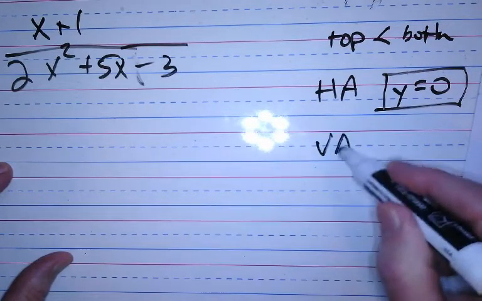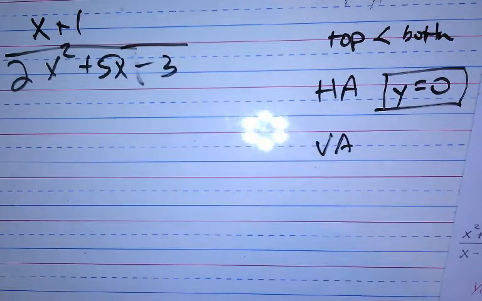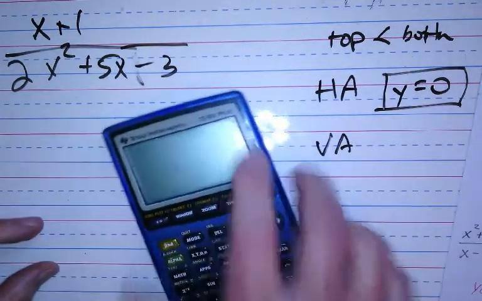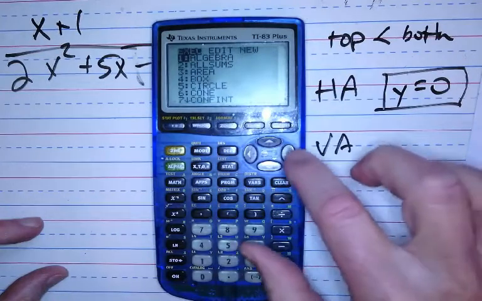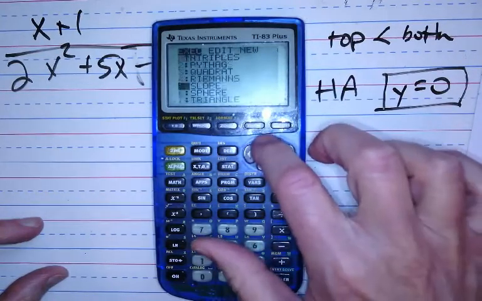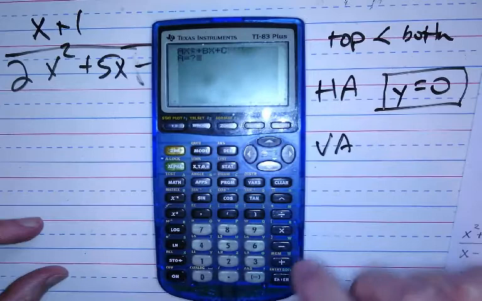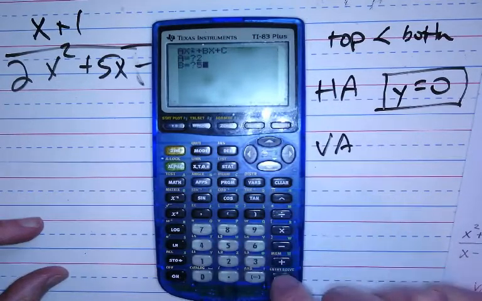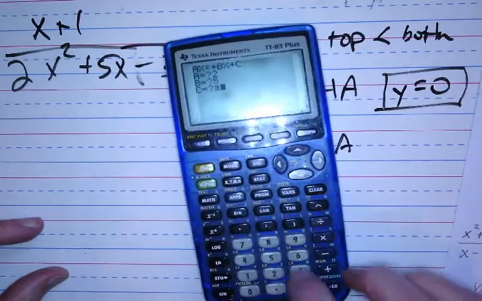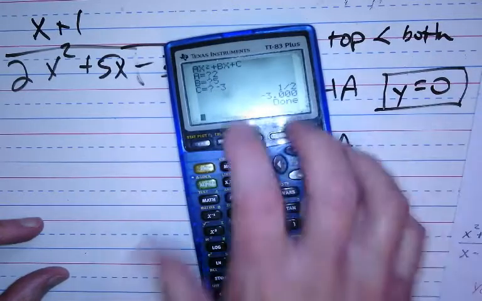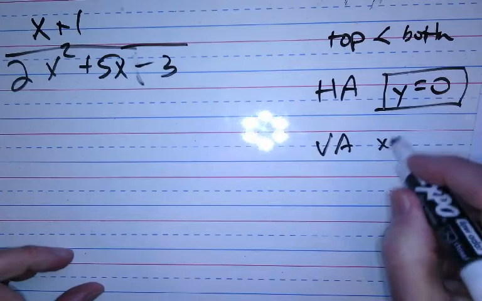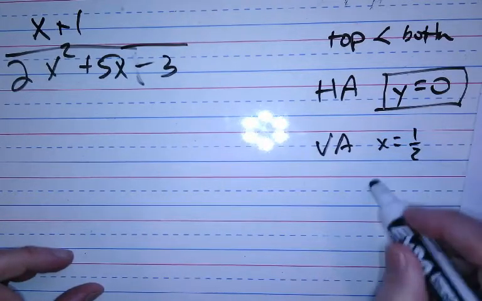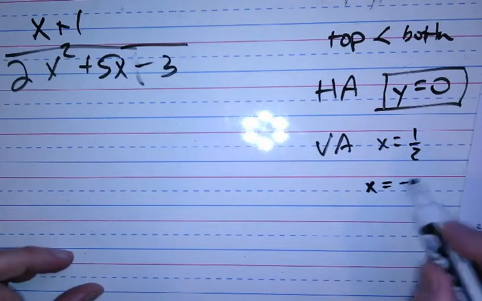Hey, what's the vertical asymptote? Well, I have to figure out what makes the denominator equal 0. So I'm just going to use my quadratic formula, with 2, 5, and negative 3. There we go. Hey, one of the asymptotes is at x equals 1/2, and the other is at x equals negative 3.